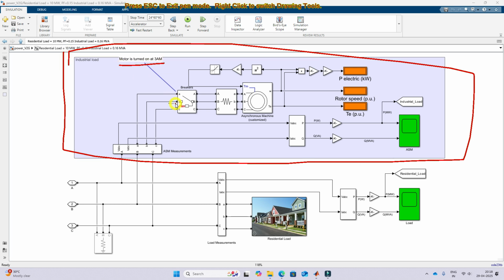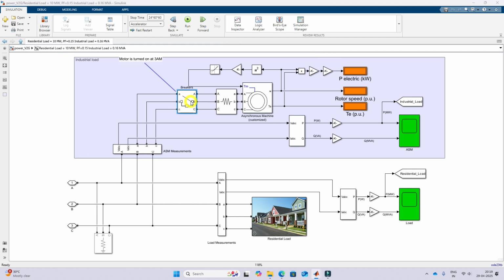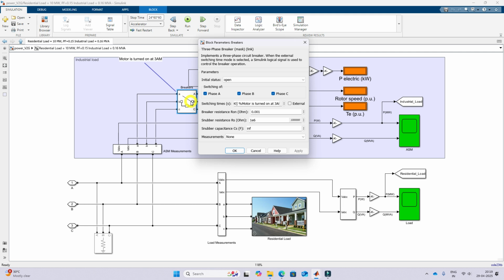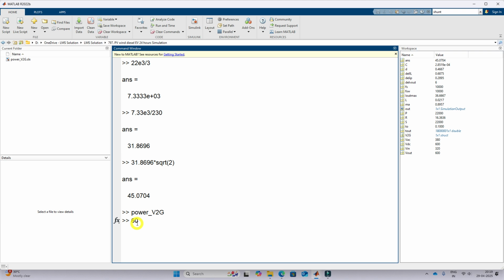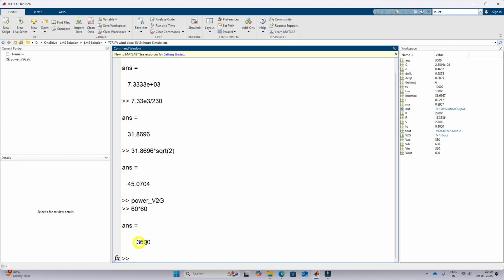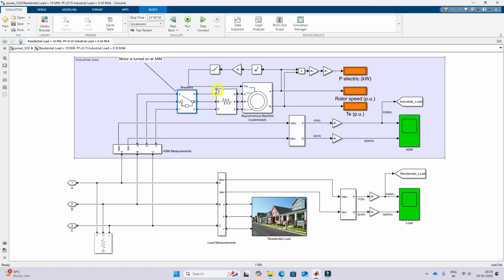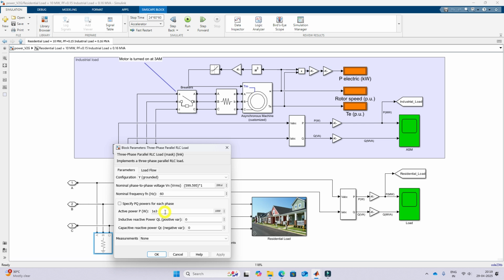Here you see the motor is going to be turned on at 3 a.m. That means the breaker will be turned on at 3 a.m., so here you see 3 into 3600. For 1 hour the seconds will be 3600, so for 24 hours, 60 seconds equal to 1 minute, into 60 minutes. So the motor will be turned on at 3 into 3600 seconds. And it has a static load of around 1 kilowatt, at a voltage of around 600 volt, 60 hertz.